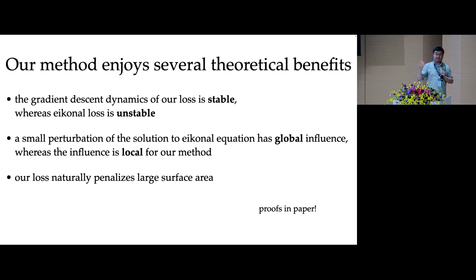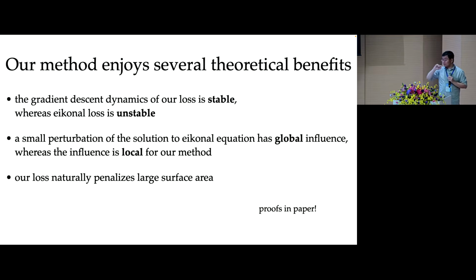We tried this and it works surprisingly well. I didn't expect this to work, actually. We tried to dig out why, but it gets a little bit technical, so I'll ask you to look at the paper. But the gist is that if you look at the gradient descent dynamics, this loss leads to stable gradient descent dynamics, whereas Eikonal loss is unstable.